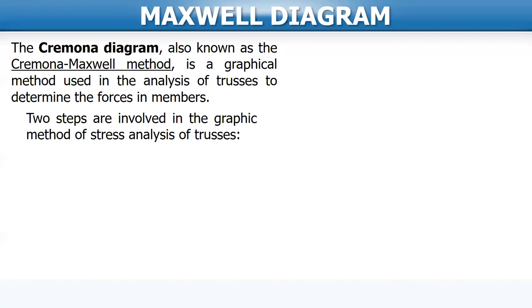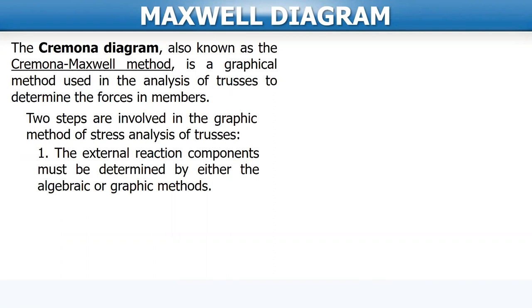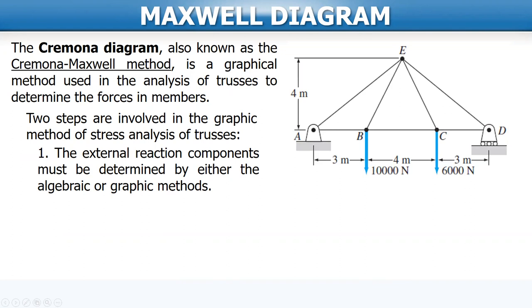The first one is the external reaction components must be determined by either the algebraic or the graphic method. So, muna una buhaton, determine first the external reaction component. So, for example, you have this truss, you solve for the reaction. Since we don't have any horizontal load, then the horizontal component of the reaction at A is zero.